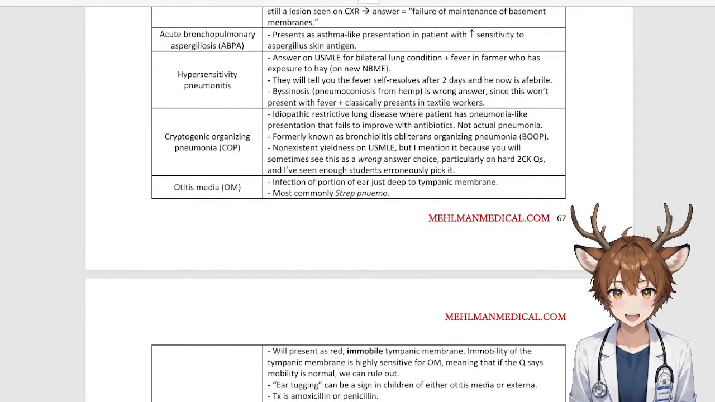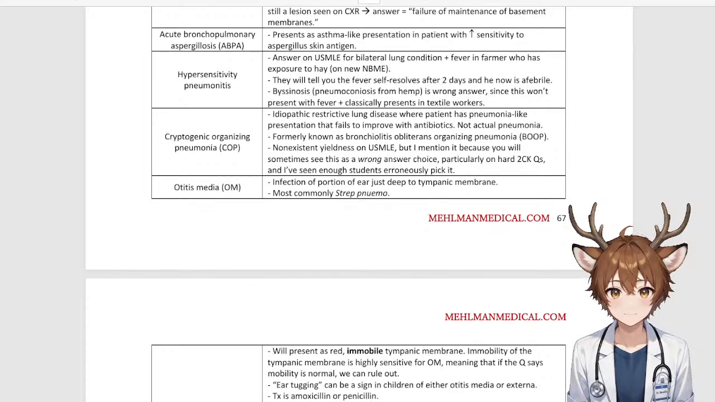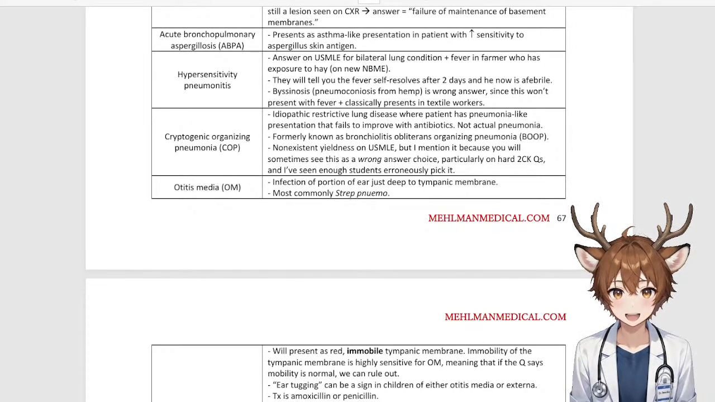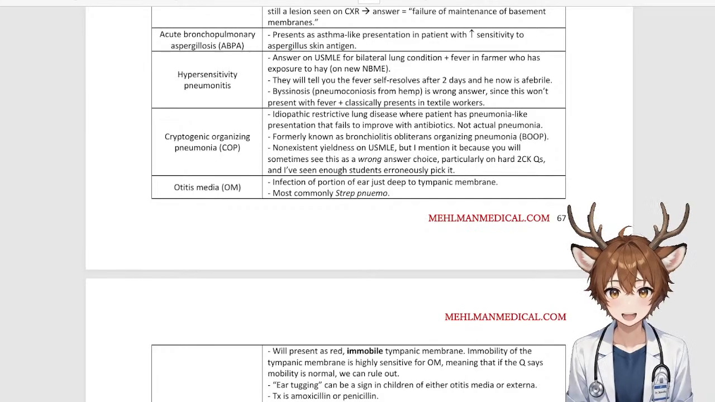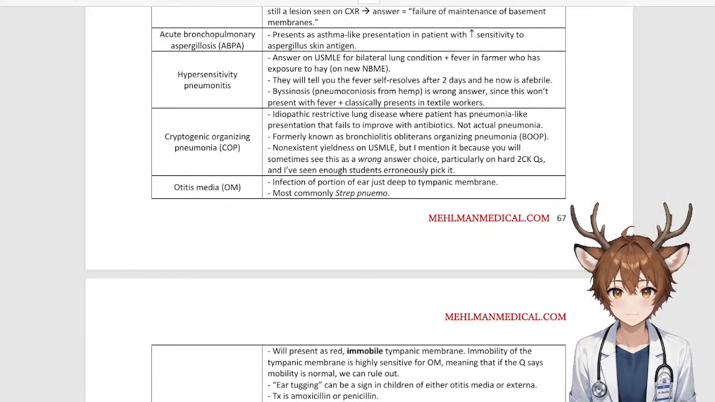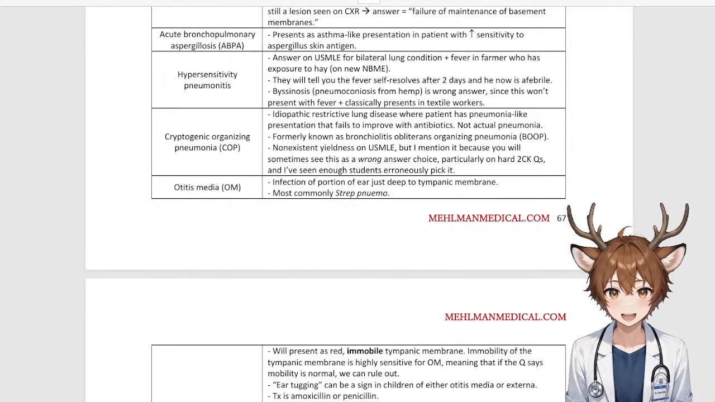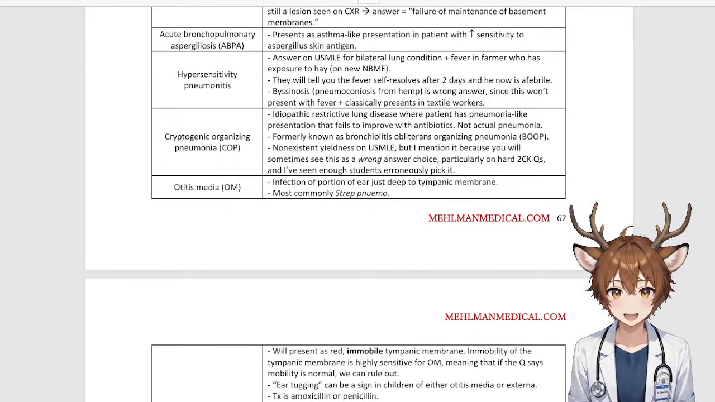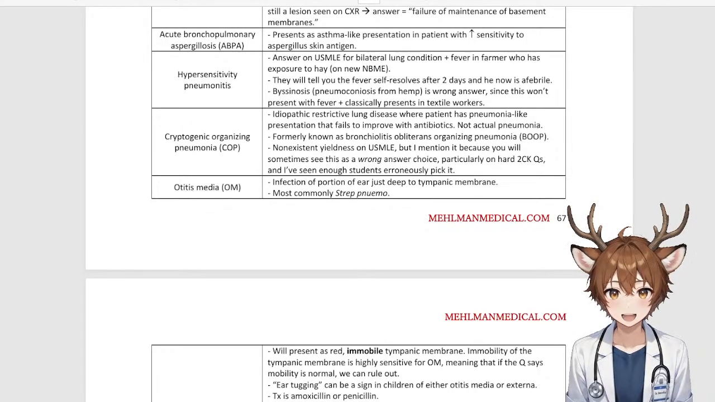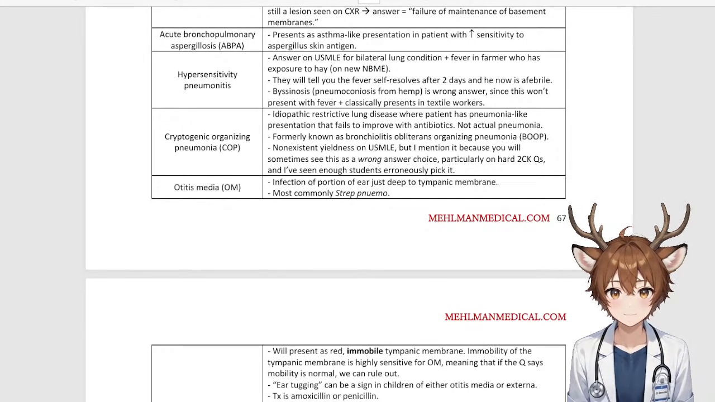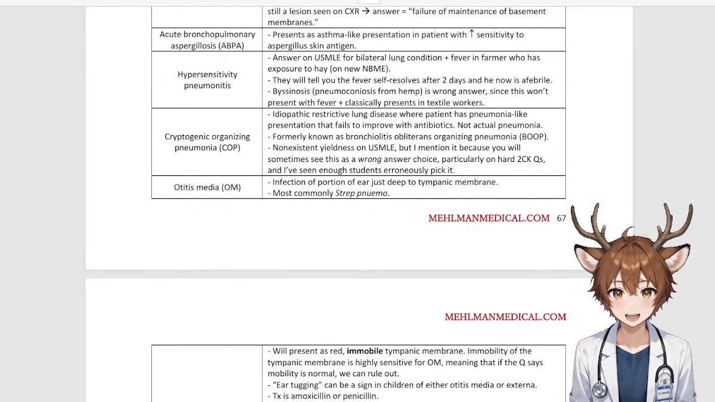Allergic bronchopulmonary aspergillosis, or ABPA, presents as an asthma-like presentation in a patient with an increased sensitivity to aspergillus skin antigen. Hypersensitivity pneumonitis is the answer on the USMLE for a bilateral lung condition plus fever in a farmer who has exposure to hay on the new NBME. They will tell you the fever self-resolves after 2 days, and now is afebrile. Byssinosis, pneumoconiosis from hemp, is the wrong answer, since this won't present with fever, plus it classically presents in textile workers.